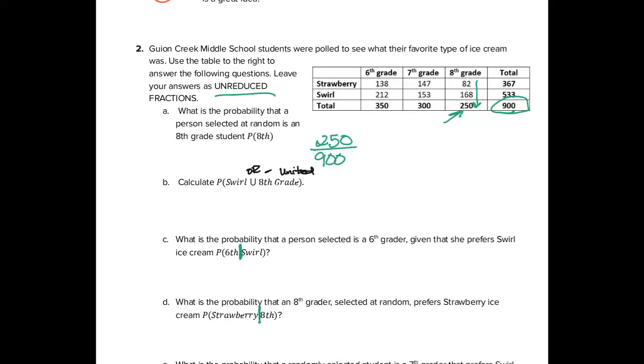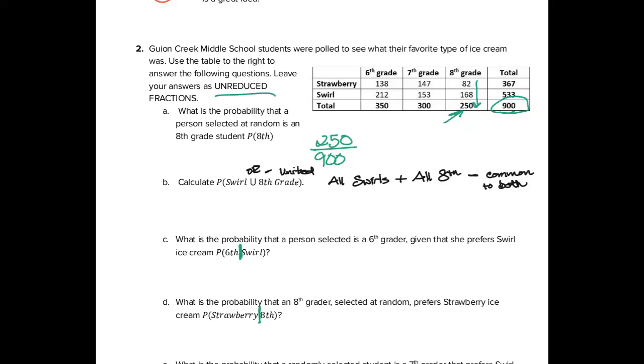We want to get as many people, so we want all the swirls of their ice cream, plus we want all of the 8th graders, but we want to subtract those that are common to both. So we want to get as many as we can by uniting them, but we don't want to count anybody twice, which I think we've said before.